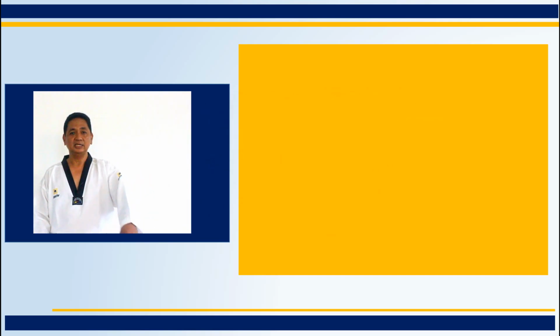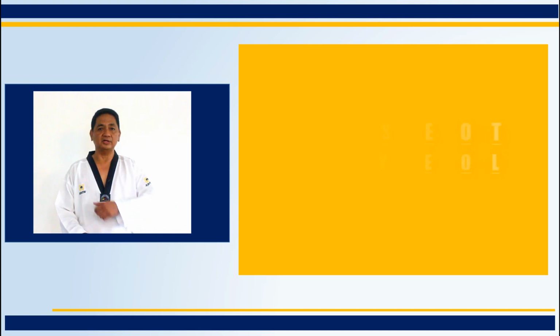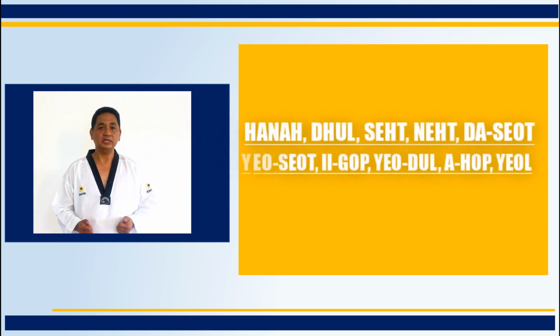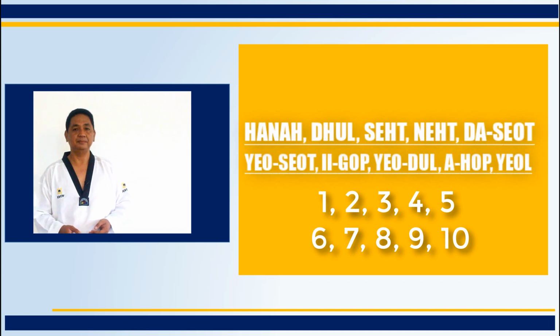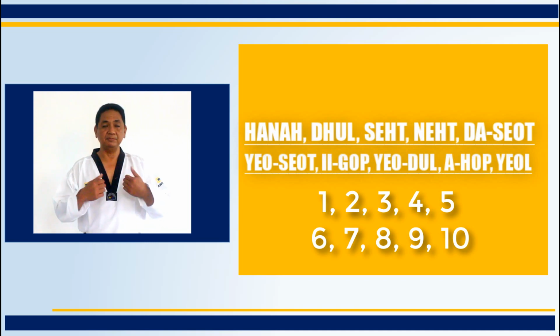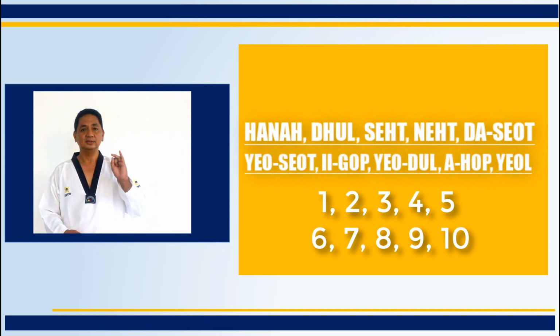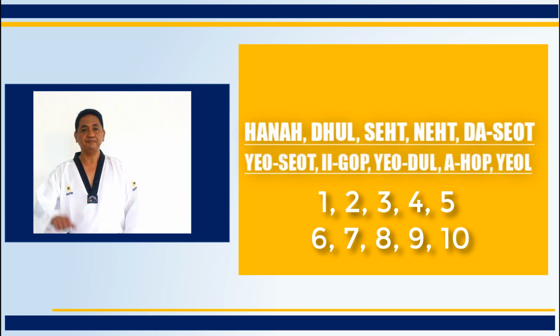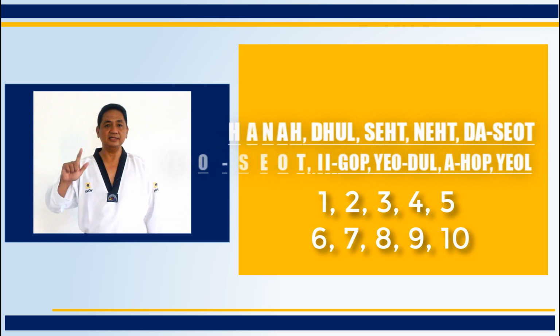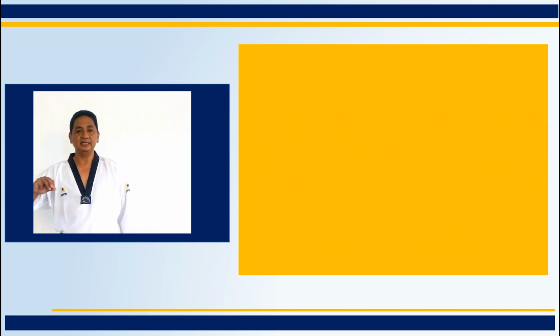So when you see your instructor counting or saying like this, hana is one, dul, set, net, dasut, yasut, ilgup, yudul, ahop, yul. It simply means one, two, three, four, five, six, seven, eight, nine, and 10.